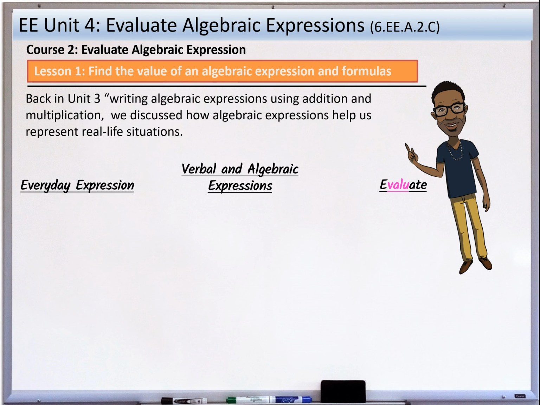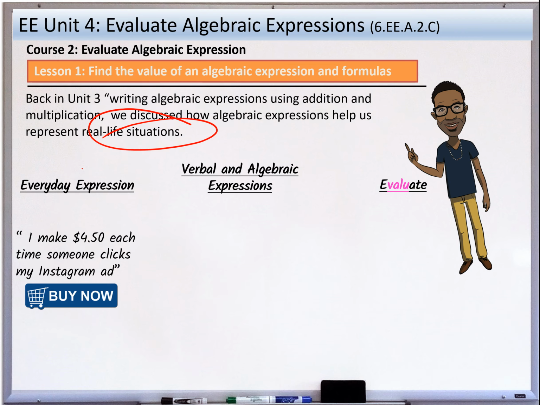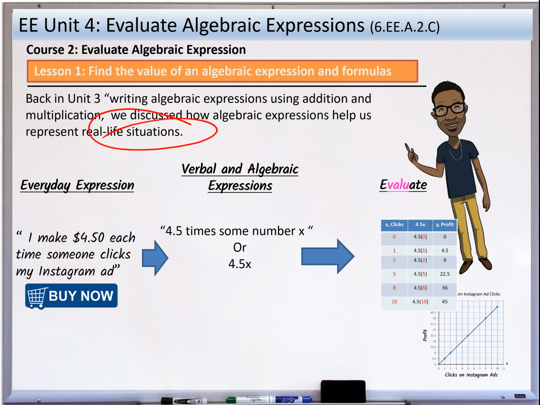So back in Unit 3, we wrote algebraic expressions using addition and multiplication. We discussed how algebraic expressions help us represent real-life situations. I believe we used the example of you having a business, and every time someone clicked on your Instagram account's buy now button, you earn $4.50, and so our expression was 4.50 times x, and we did a table and a graph, I believe. And actually, when we did that, we were evaluating the expression.